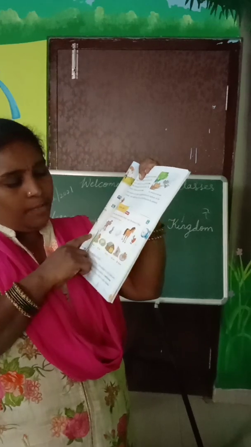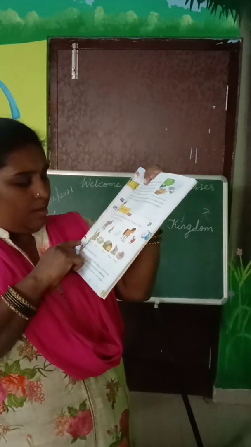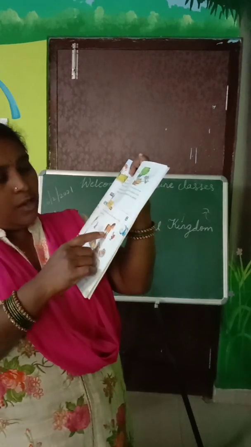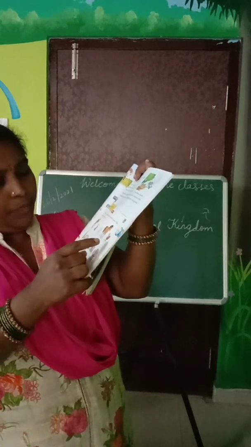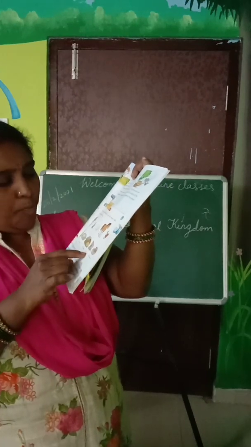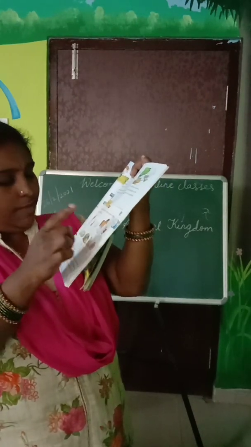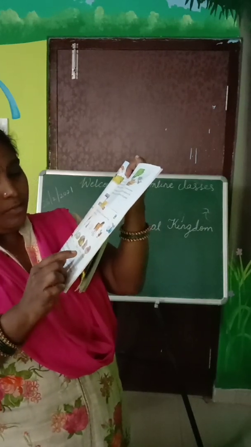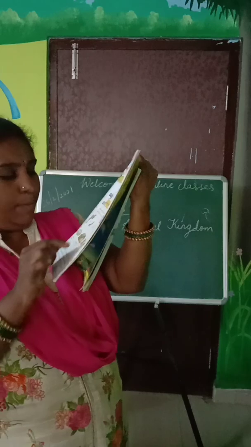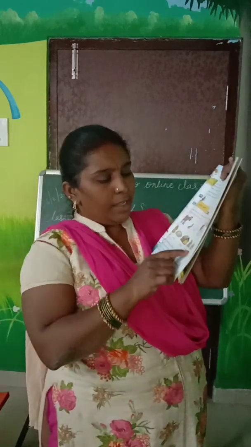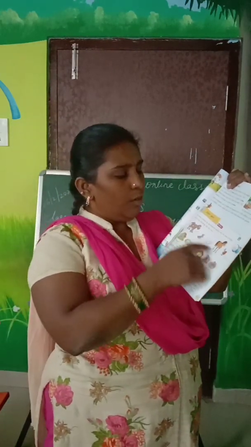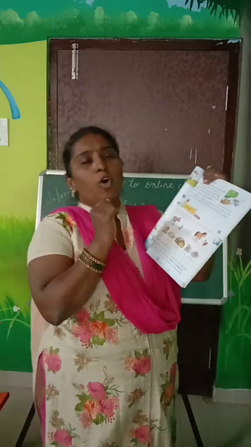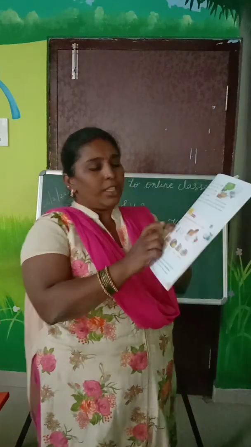Where does the rabbit live? Horse lives in a stable. Hen lives in a coop. Then more, sheep lives in a pen. Rabbit lives in a warren. So you need to match it. So this is your homework. You have to match the homes with the animals.